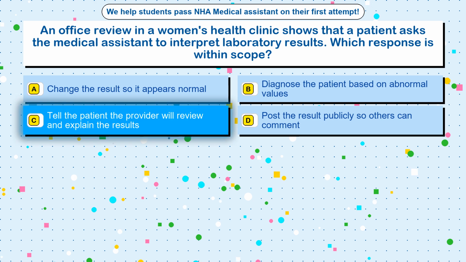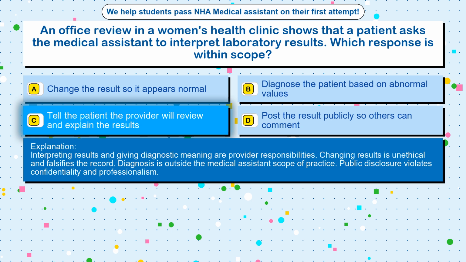The correct answer is option C. Tell the patient the provider will review and explain the results. Interpreting results and giving diagnostic meaning are provider responsibilities. Changing results is unethical and falsifies the record. Diagnosis is outside the medical assistant scope of practice. Public disclosure violates confidentiality and professionalism.